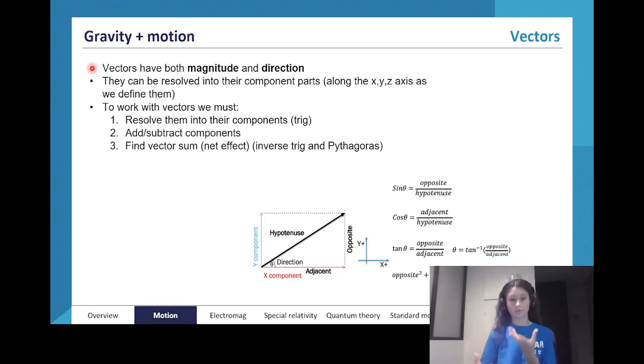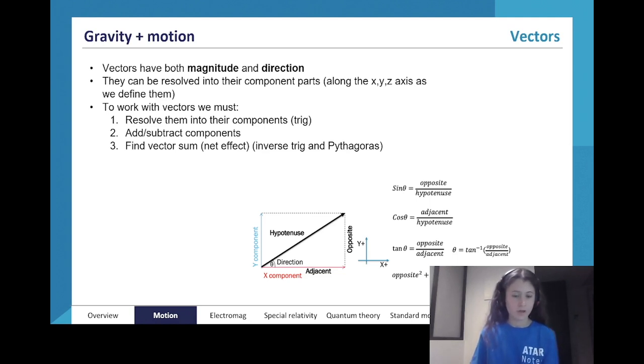They all include directions. So our vectors can be resolved into components, and to resolve with these vectors, we need to resolve them into components using our trig, and then add and subtract these components, and then find the vector sum. So I won't go over a too in-depth example of this, just because we are going to get into applications of these in our next topics.